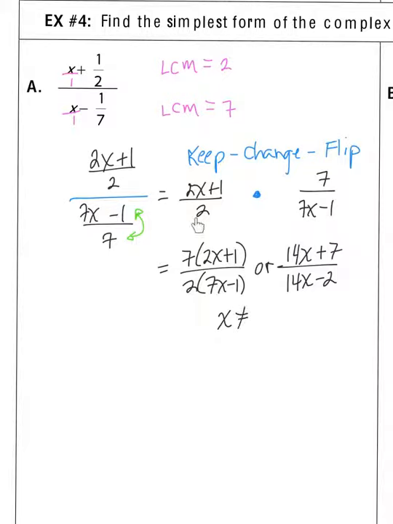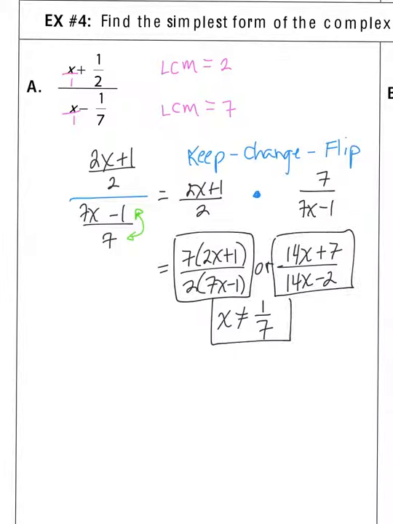So you want to look at your fully factored denominator in your multiplication statement. This does not have a variable associated with it, so there's no way that we can create a 0. However, this, if you set it equal to 0, you'd have to add 1 and divide by 7. So your restriction is x cannot equal positive 1/7. So you have this or this plus the restrictions.